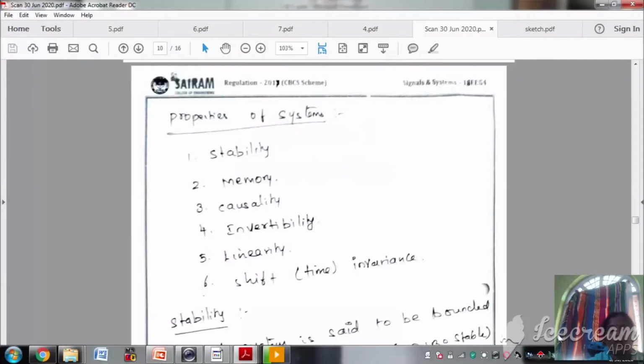So the properties of systems are stability, memory, causality, invertibility, linearity, and time shift invariance. These are the properties of the system.